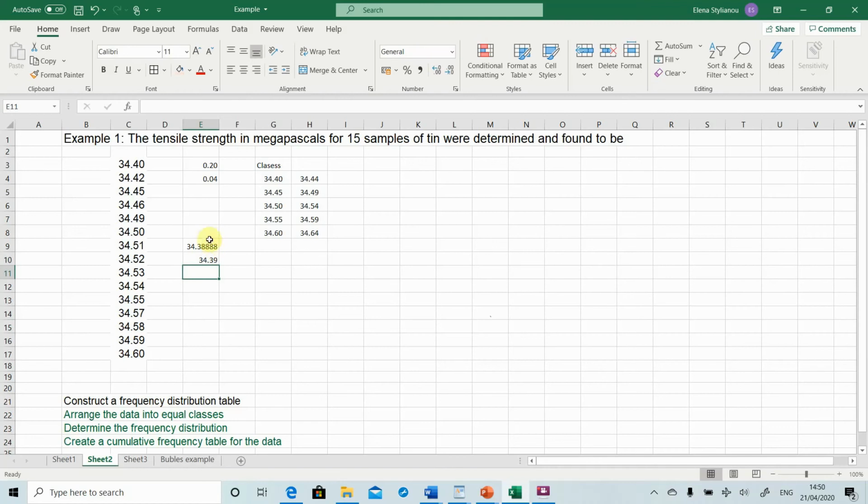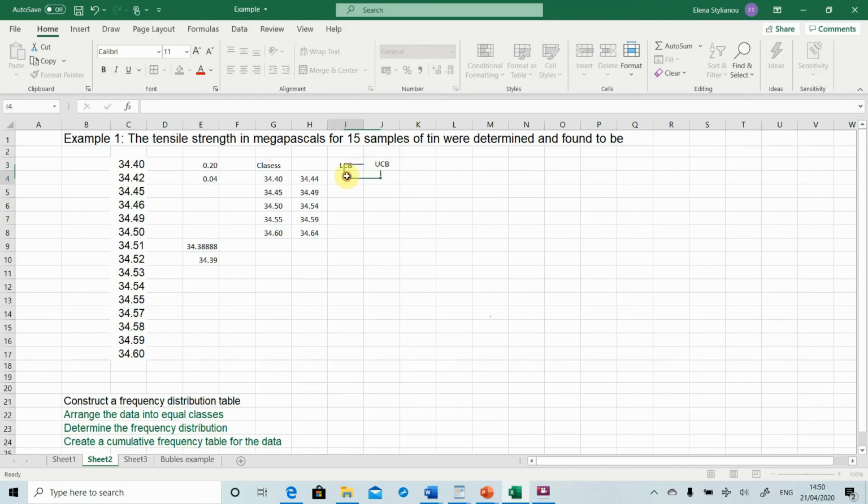That is why, when you work with continuous data, you are not working with classes as they are. With classes as they are, you work when your data are discrete. When your data are continuous, we need to set up boundaries for the classes: lower class boundary and upper class boundary.